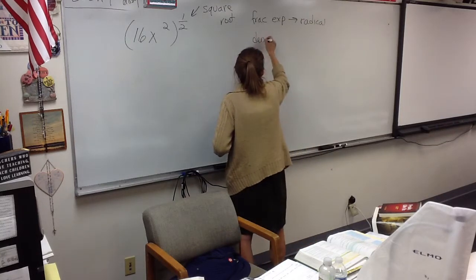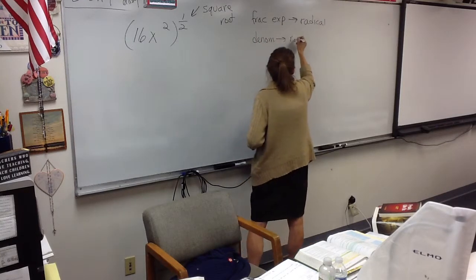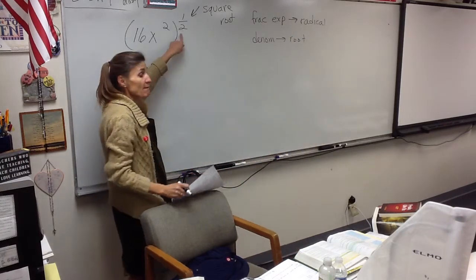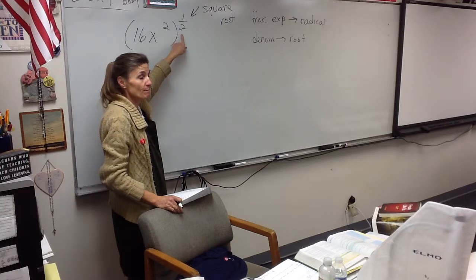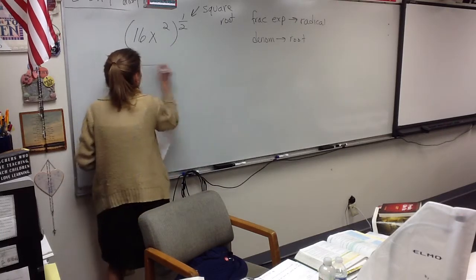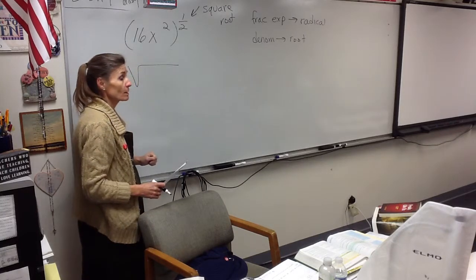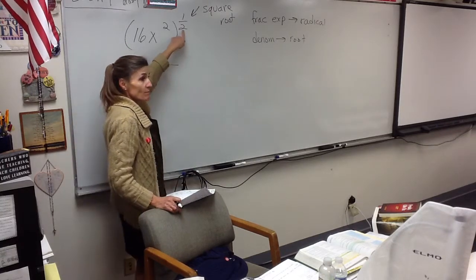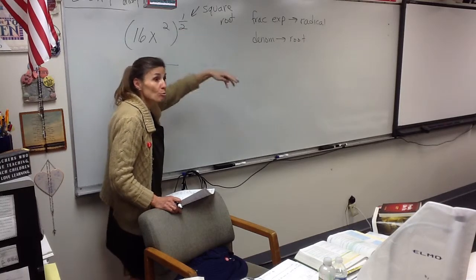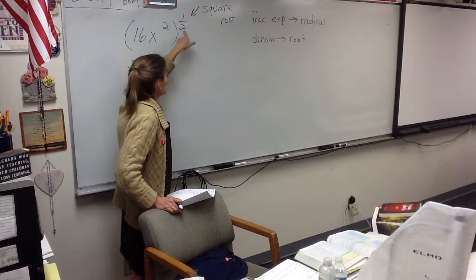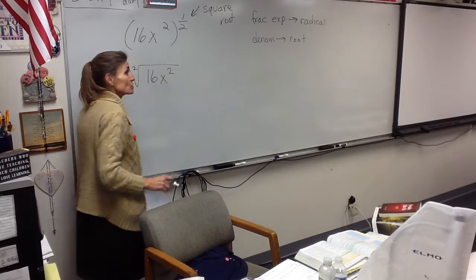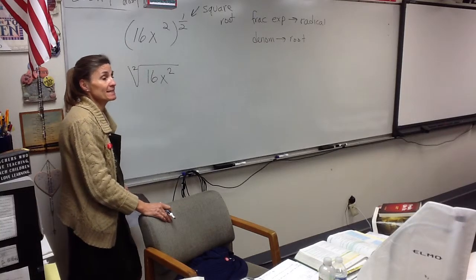The denominator of the fraction tells you which root you are taking. So here is a fractional exponent. That means it's a radical. I'm doing a radical in this problem. The denominator of the fraction tells me which root it is, like a cube root, 4th root, 5th root. This is a 2, so it's a square root. I'm taking the square root of 16x squared.